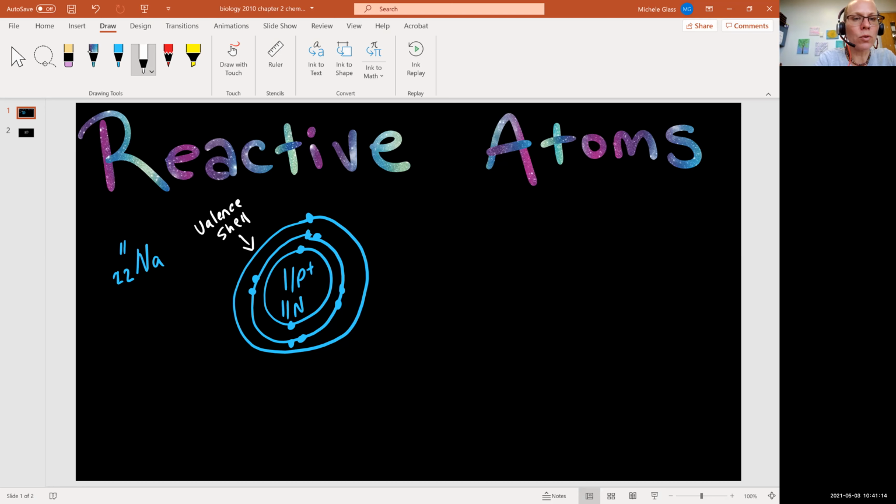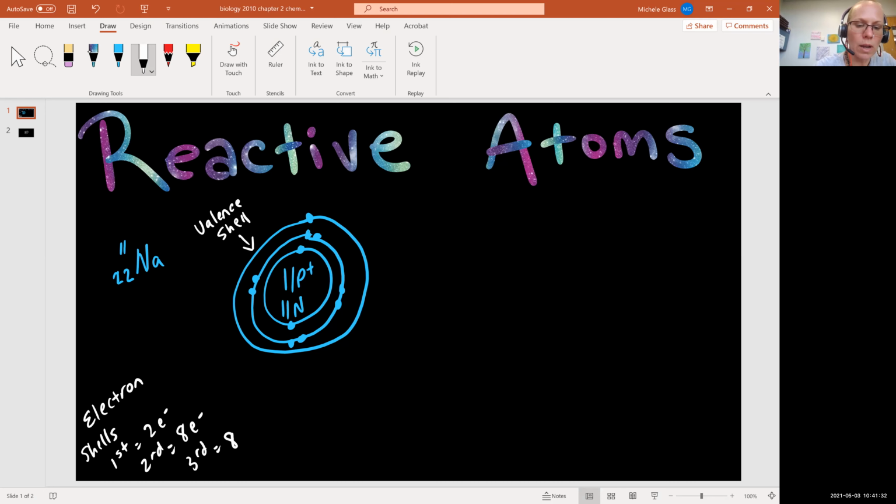Now remember our rules. Our electron shells: the first shell can hold 2 electrons, the second shell can hold 8 electrons, and the third shell can hold also 8 electrons. So as we look at our atom of sodium, we see first and second shells are both complete. They have paired electrons, right? When we look at our valence shell, our outermost shell, we see just one lonesome electron, right?